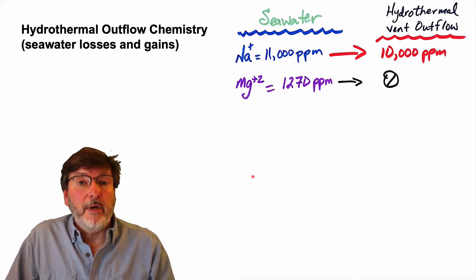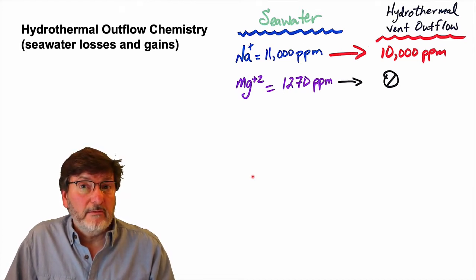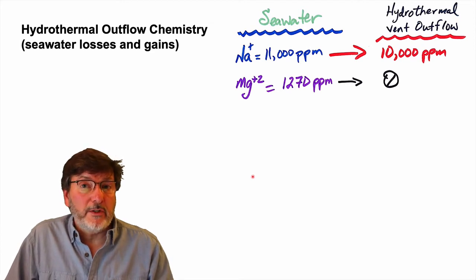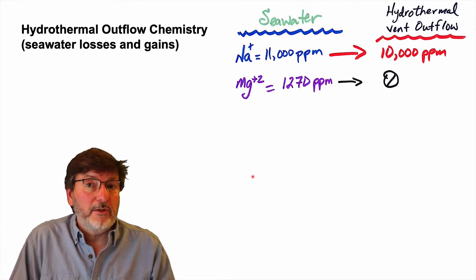Magnesium is one of the major elements in seawater at almost 13,000 parts per million. It's coming out as 0. So these alteration reactions are like a magnesium sponge.